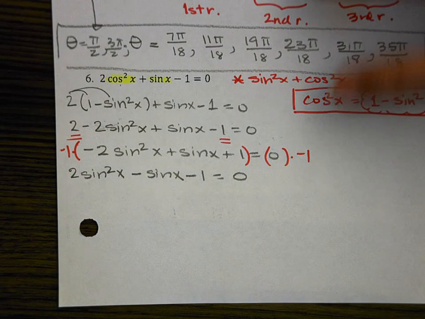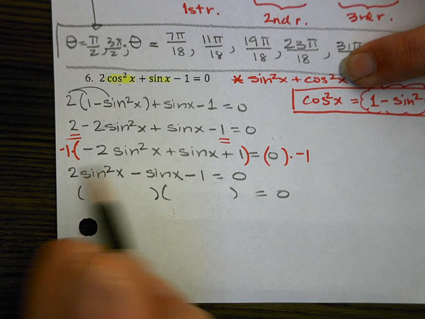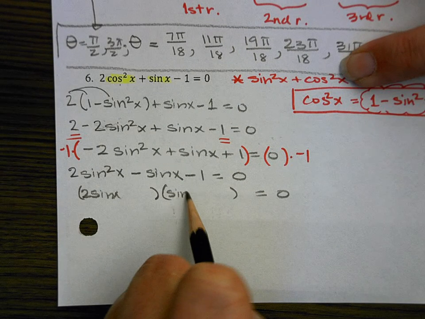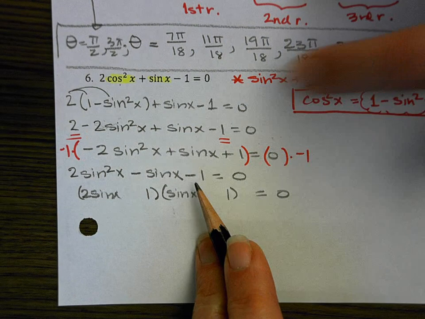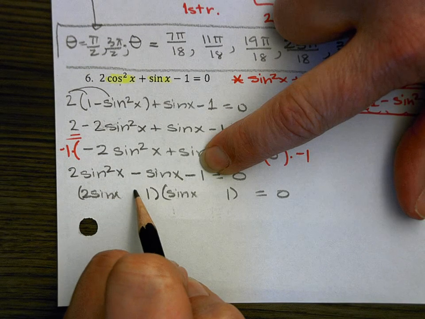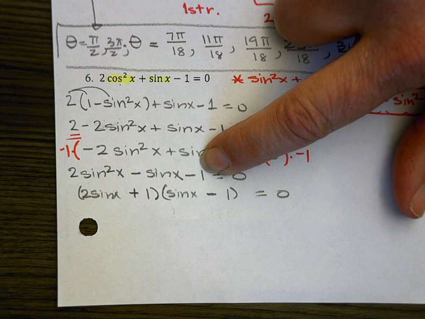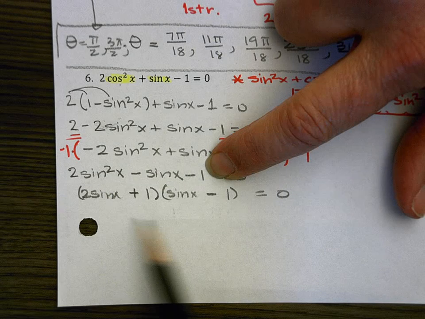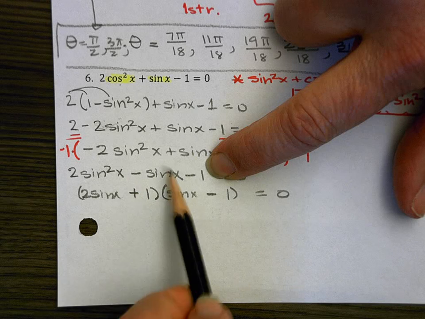So I'm just going to look to factor this, and kind of group it out. The only way to get 2 sine squared when I multiply is 2 sine x and sine x, and the only way to get a 1 is 1 times 1. But I need this to be negative 1, so I have to decide which one's going to be positive and which one's going to be negative. I want my negative to be the larger one because my middle term is negative. If I check it, 2 sine times itself gives me 2 sine squared. 2 times negative 1 is negative 2 sine x, plus 1 sine x, which is negative sine x, and then 1 times negative 1 is negative 1.